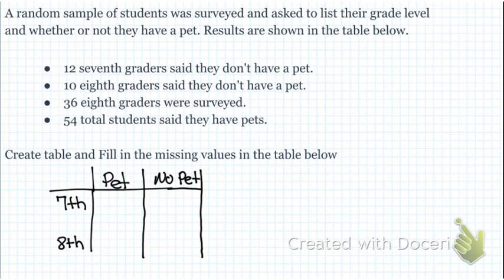So we got the 2 columns and the 2 rows that we need. The only one that we don't have yet is our total. So we got to have a total column and row. Okay, so we're going to jot that down so we can fill in all of our information.